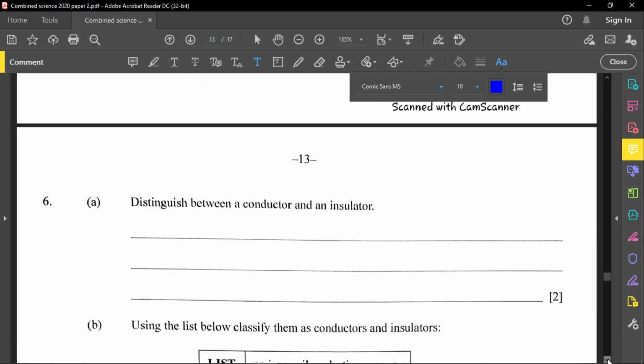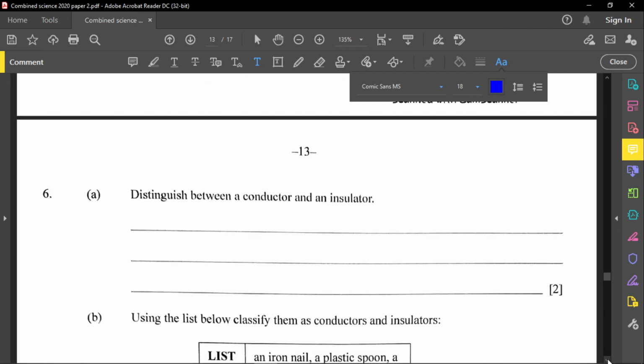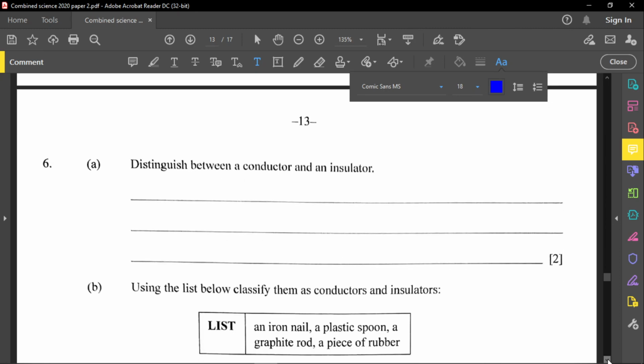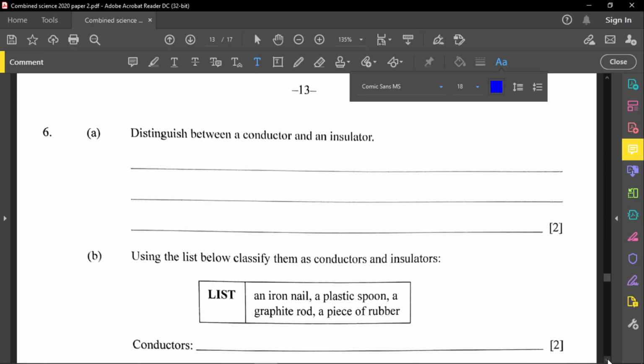Now jumping down to this question, it says distinguish between a conductor and an insulator. This question is kind of a general question because they're not specifying whether it is a conductor of heat or of electricity, but I'm going to make a general statement. So I'm going to say right here that a conductor allows heat or electricity, or electric current, to pass through.